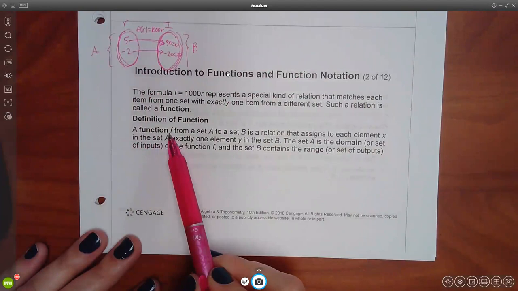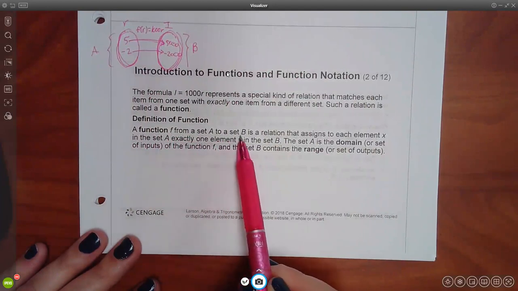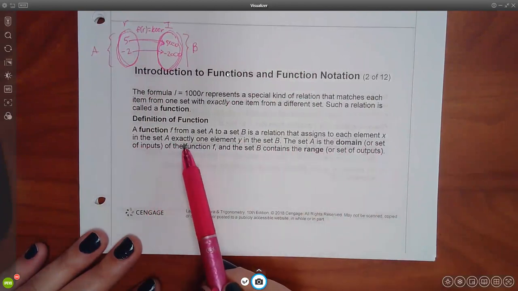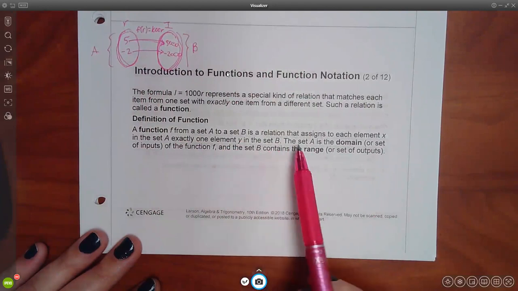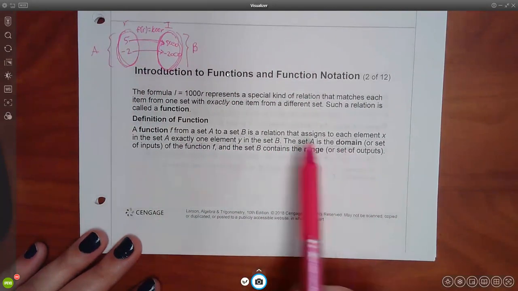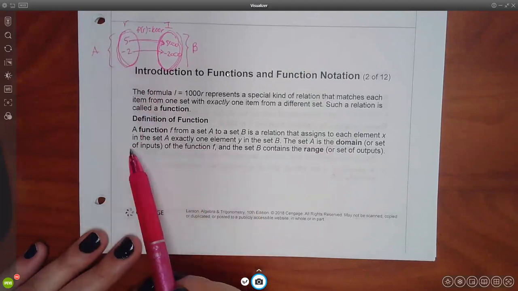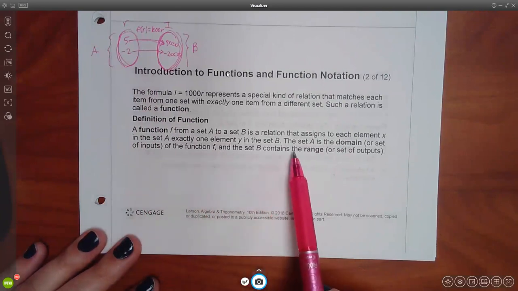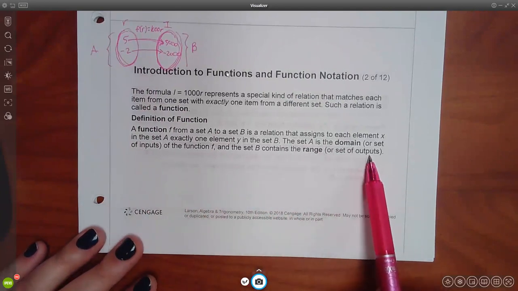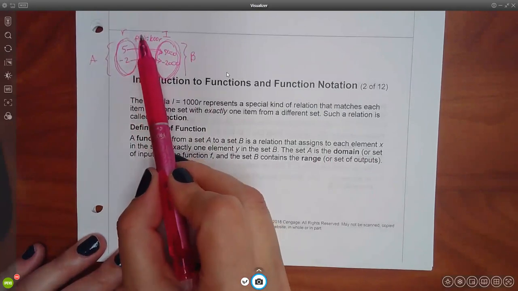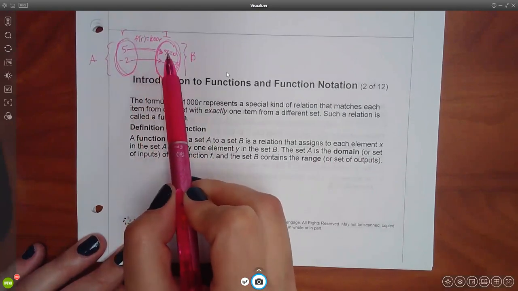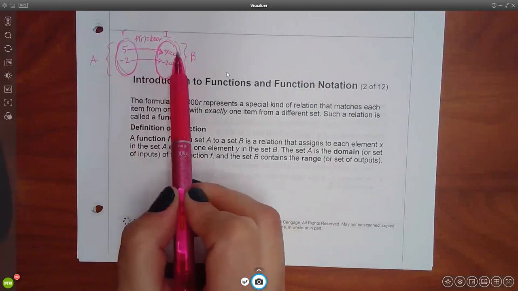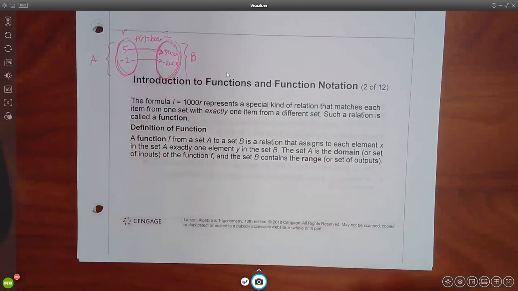So a function f from a set A to a set B is a relation that assigns to each element x in the set A exactly one element y in the set B. The set A is the domain, so this bubble is all in my domain, or the set of inputs of the function f, and the set B contains the range, or the set of outputs, okay? So all these numbers get plugged into that function and out pop these values, which are the outputs, right? And so all the inputs are called domain values, and all the outputs are called the range values, okay?